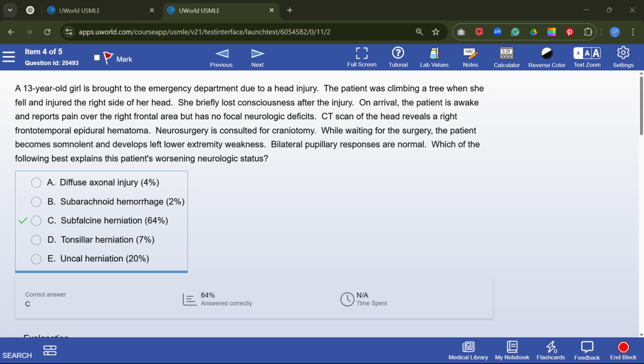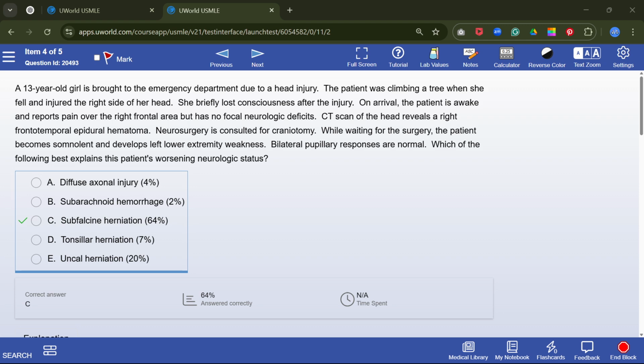Important question. A 13-year-old boy is brought to the emergency department due to head injury. The patient was climbing a tree when he fell and injured the right side of the head. He briefly lost consciousness after the injury. On arrival, the patient is awake and reports pain over the right frontal area, but no focal neurological deficit. That means consciousness is intact.